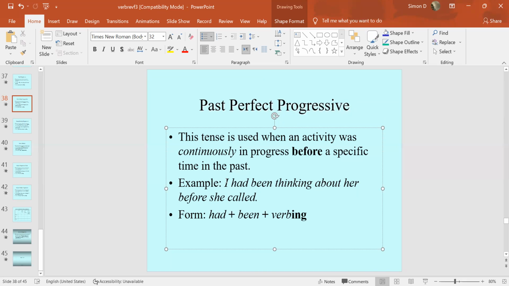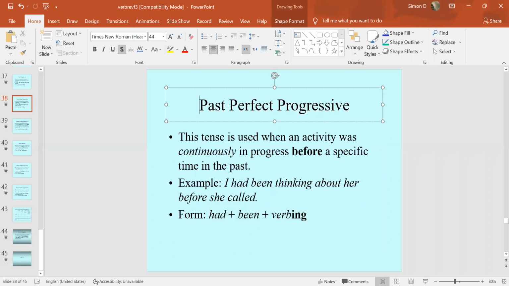Okay, I had been thinking about her. Okay, the process of thinking was going on before she called. Okay, she called is something that happened in the past. Okay, in this sentence you see she called, so that is in the past, right? But before that something else also happened. What? He was thinking about her, right? I had been thinking about her. So that is why the construction is had been plus verb and ing. Okay, I had been thinking, I had been running when so and so happened. Or before so and so happened. Got it?